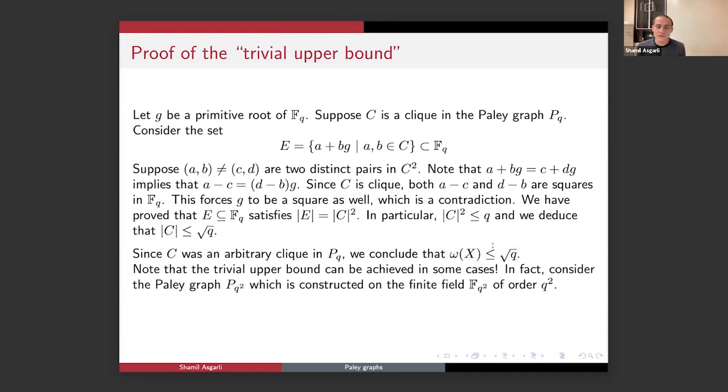And note that the trivial upper bound, in fact, can be achieved in some cases. So how is it achieved in some cases?